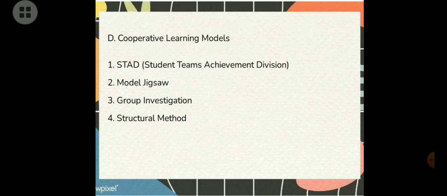Cooperative learning models. The first, student teams achievement division. The second, model jigsaw. The third, group investigation, less structural method.